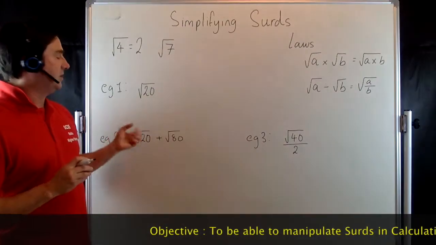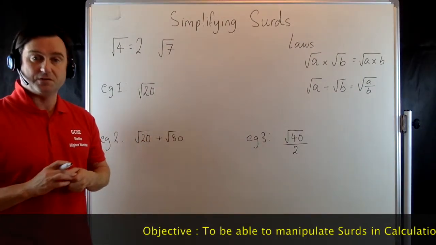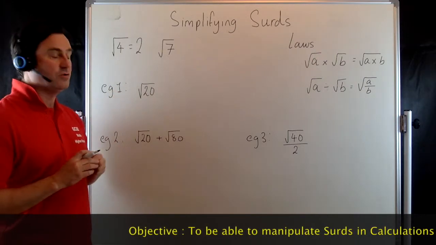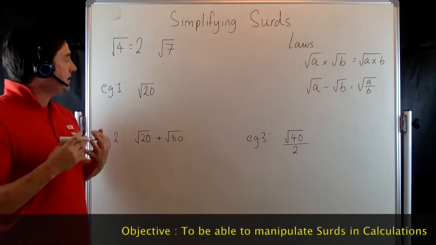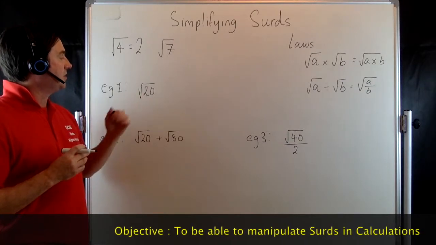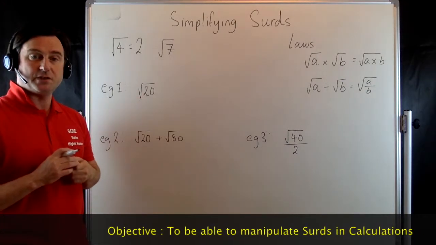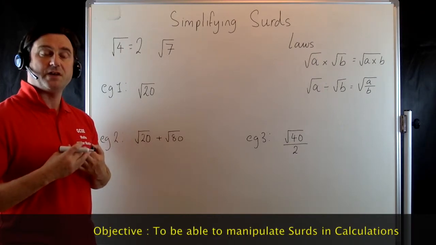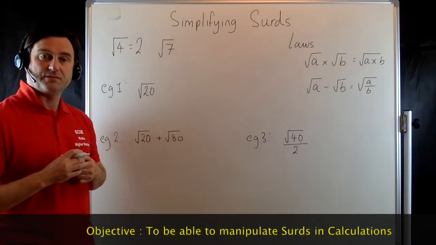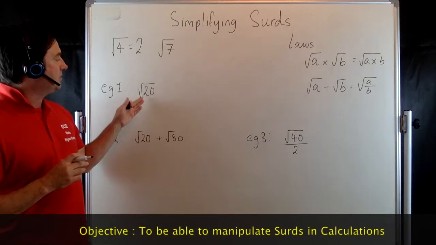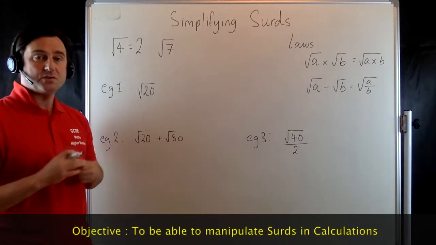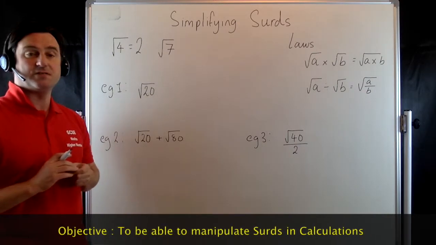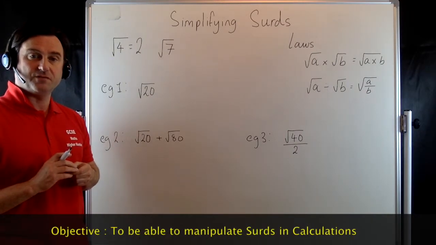So if we have a look at this, we've got three examples here I'm going to do with you. The first one, I want to simplify root 20. Now the idea is to find two numbers that will multiply to give you 20, one of which is a square number, because a square number we can find the square root of. So two numbers could be 2 and 10, but of course they're not square numbers. But another two numbers that multiply to give 20 are root 4 and root 5.